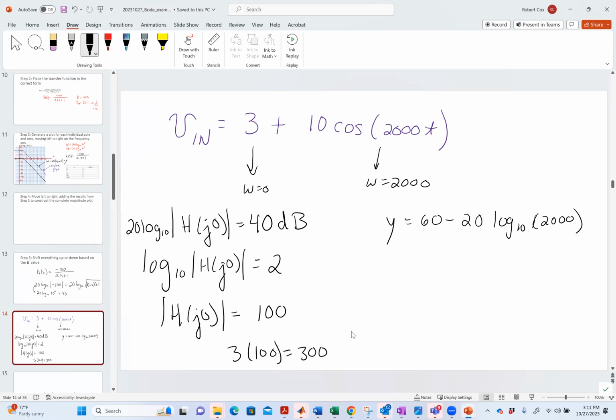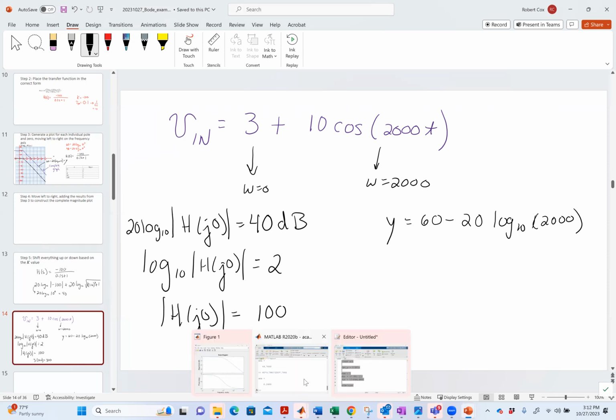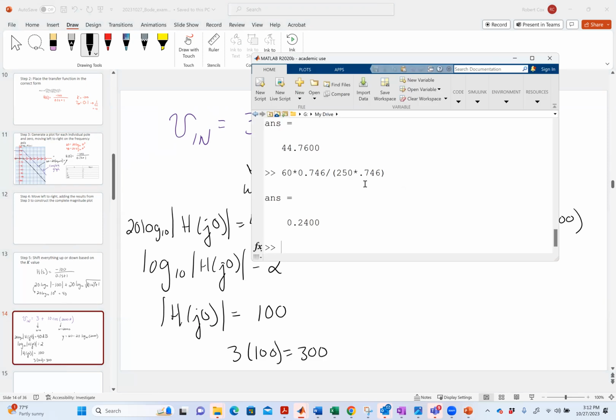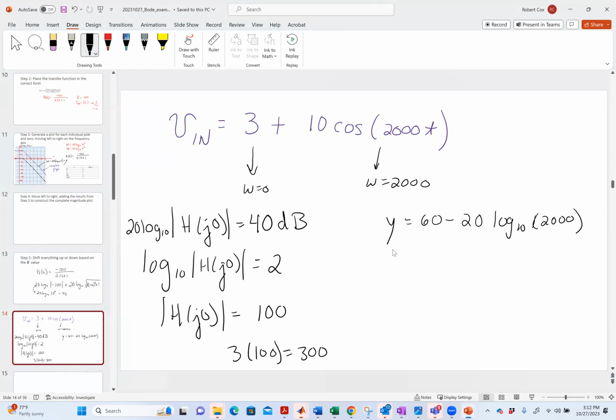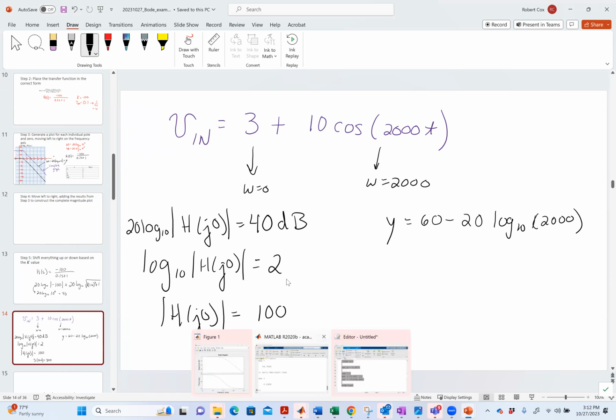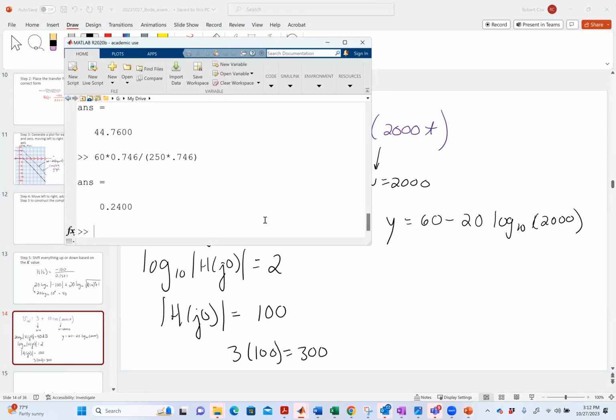Don't try to come up with some trick like I'm trying to do. All right, so let me move this off to the side here. So 60 minus 20 log 10 of 2000. So what would I do? I would say 60 minus 20 times log. Now here's a key thing. I always write log base 10. You're probably used to writing log base 10 as log.